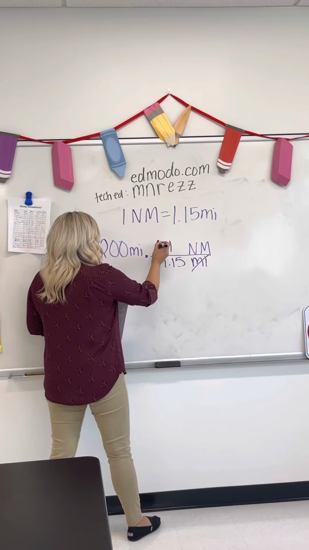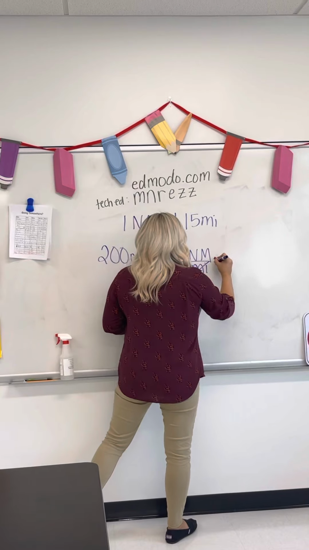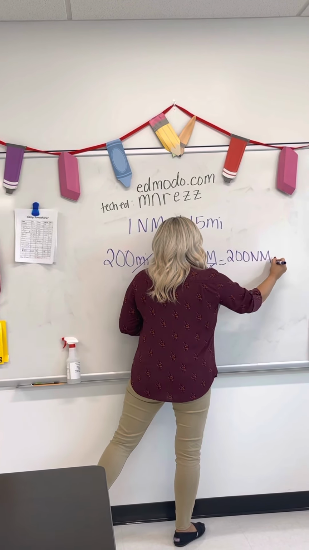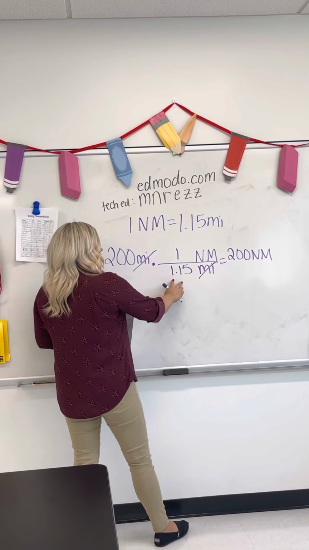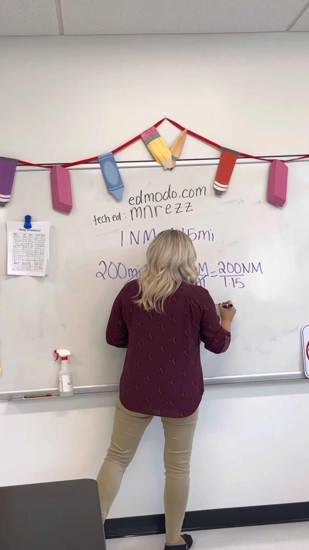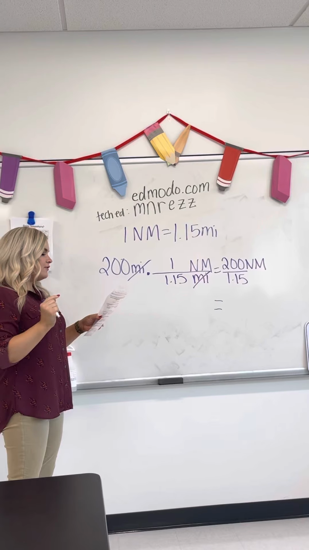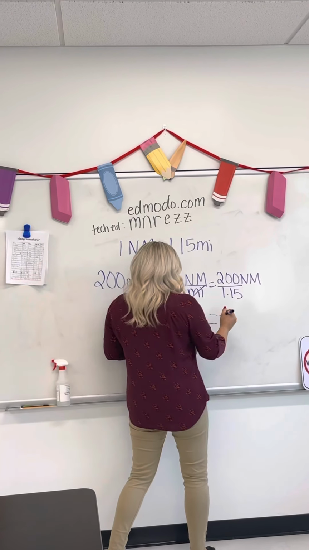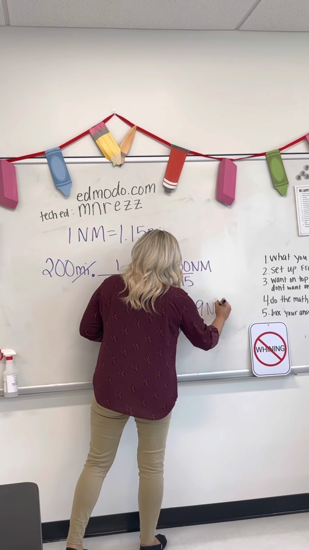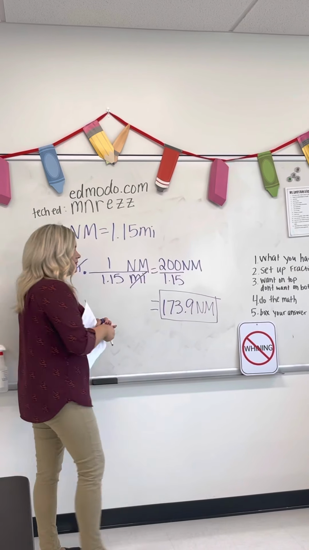The miles will cancel. I'm going to be left with 200 times 1 nautical mile on the top. Anything times 1 is itself, so we have 200 nautical miles on the top. And on the bottom we have 1.15. So what is 200 divided by 1.15? We'll put that in the calculator, and we come up with 173.9 nautical miles. And that is our answer. That's it.